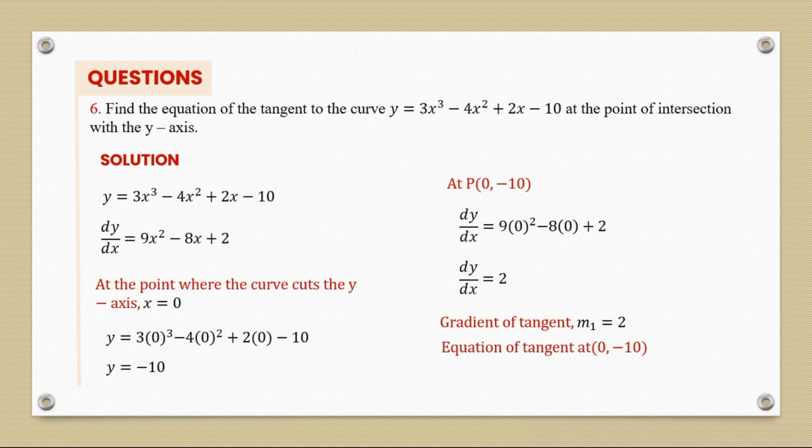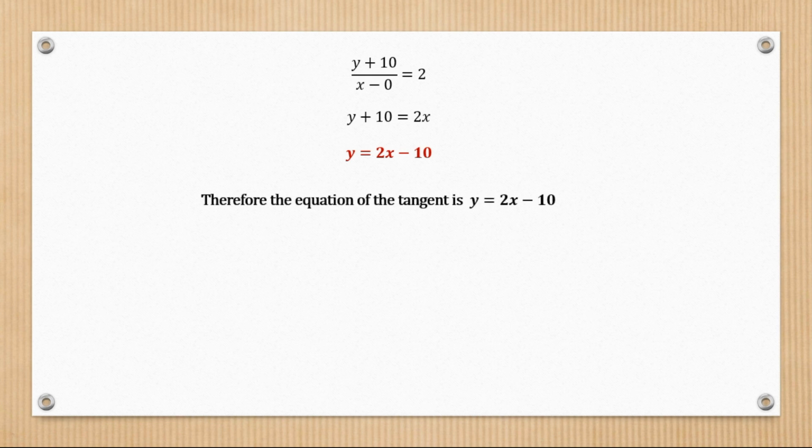So the equation of the tangent at the point (0, -10) shall be: y minus negative 10 over x minus 0 being equal to 2, that is, y plus 10 over x minus 0 equals 2. If I cross multiply, I'll have y plus 10 being equal to 2x. Make y the subject and y shall be equal to 2x minus 10. So therefore the equation of the tangent is y is equal to 2x minus 10. And that is the answer.